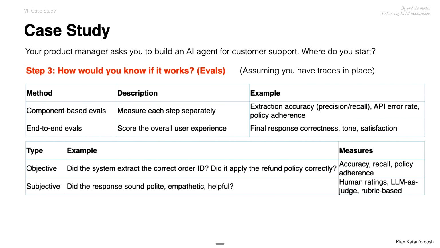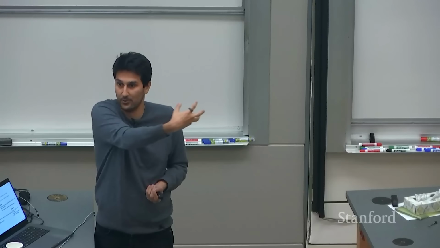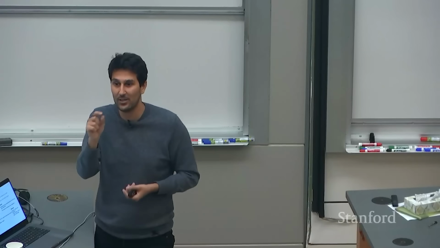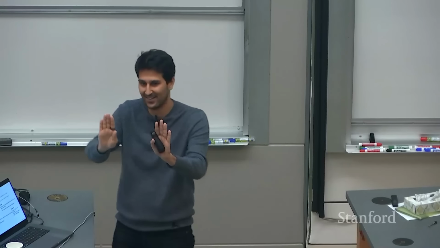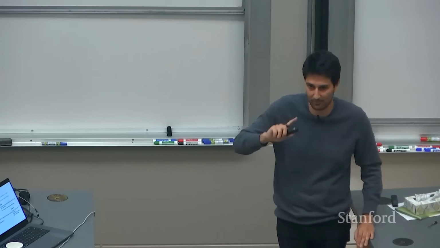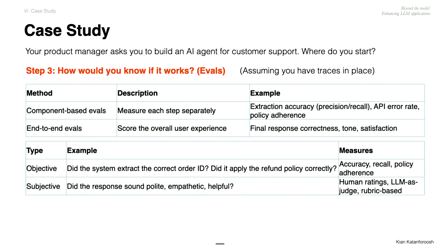Another way to look at it is what is objective versus what is subjective. For example, an objective example would be the LLM extracted the wrong order ID. The user said my order ID is X, and when the LLM actually looked it up in the database, it used the wrong order ID. This is objectively wrong. You can write Python code that checks the alignment between what the user mentioned and what was actually used for the lookup. You also have subjective stuff, which we talked about, where you probably want to do either human rating or LLM as judges. It's very relevant for subjective evals.